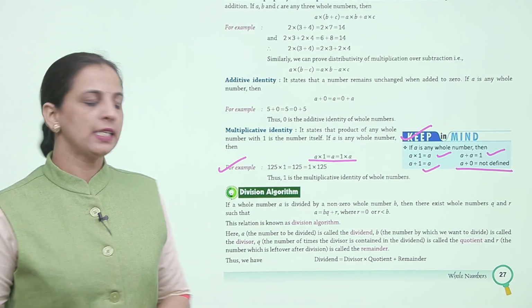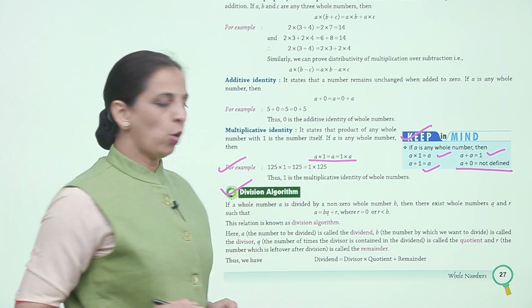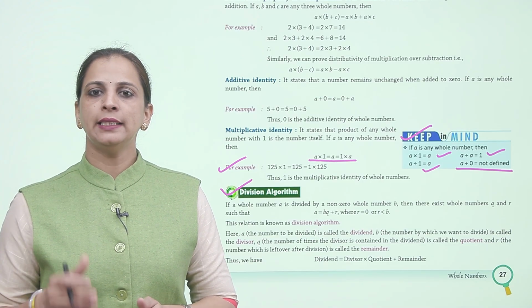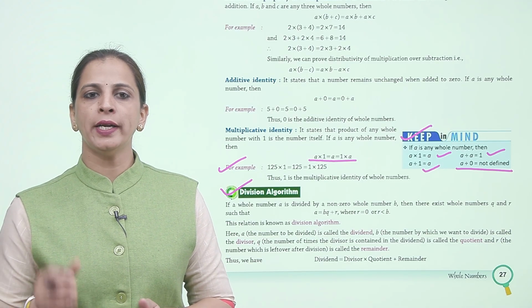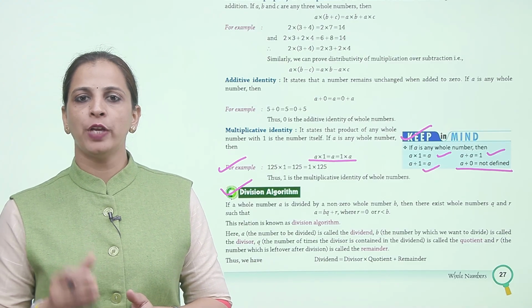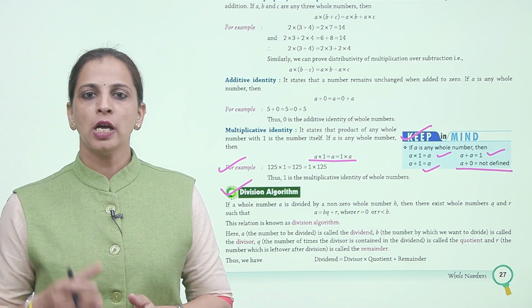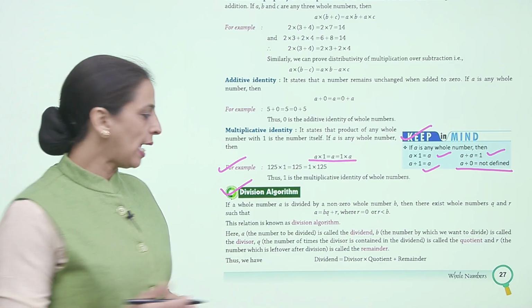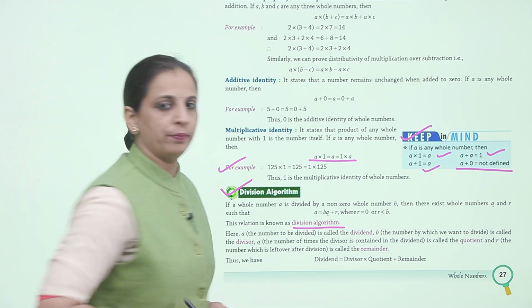Now next is the division algorithm. If a whole number a is divided by a non-zero whole number b, then there exist whole numbers q and r such that a is equal to bq plus r, where r is equal to 0 or r is less than b. This relation is known as the division algorithm.